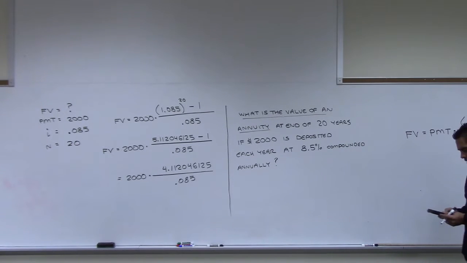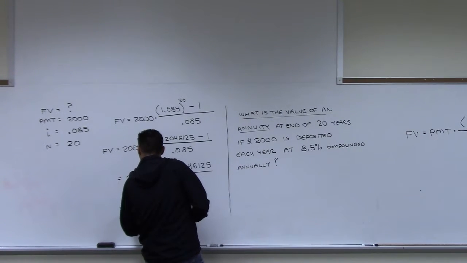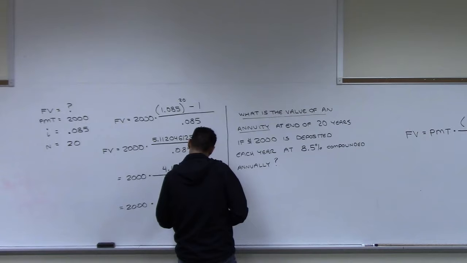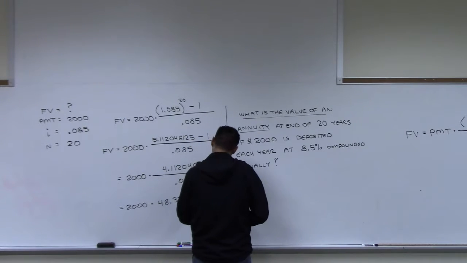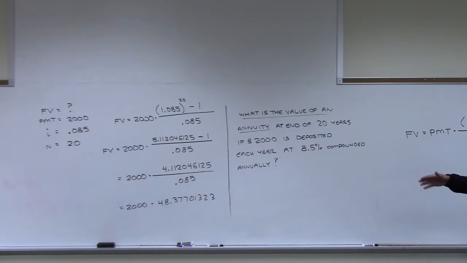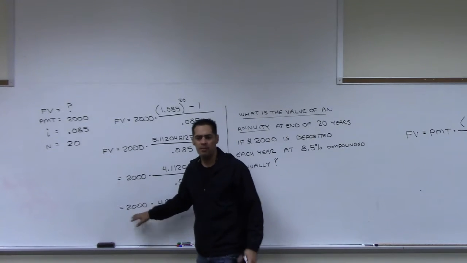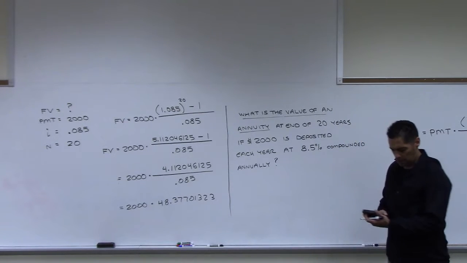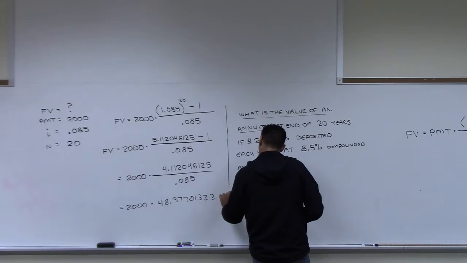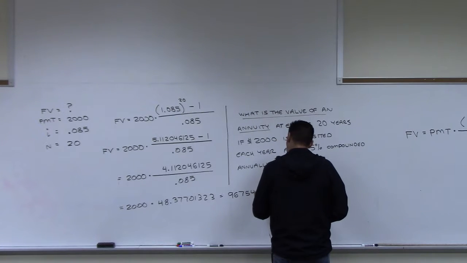So when I divide that by 0.085, I get 48.37701,323. Again, 4 to 5 decimal places, you're okay. And now just multiply this times 2,000, and we're there. Oh, wow. Okay. So how much would we have? 96,000 $754 and 2 or 3 cents.